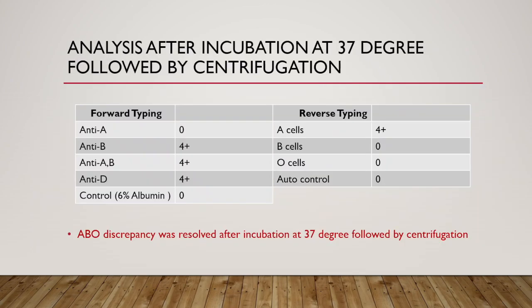These are the results we have obtained after incubation at 37 degrees followed by centrifugation. In reverse typing, we can see that in A cell there is a 4 plus reaction, with negative reactions in the remaining B cell, O cell and autocontrol. Hence we can see that the ABO discrepancy was resolved after incubation at 37 degrees followed by centrifugation.